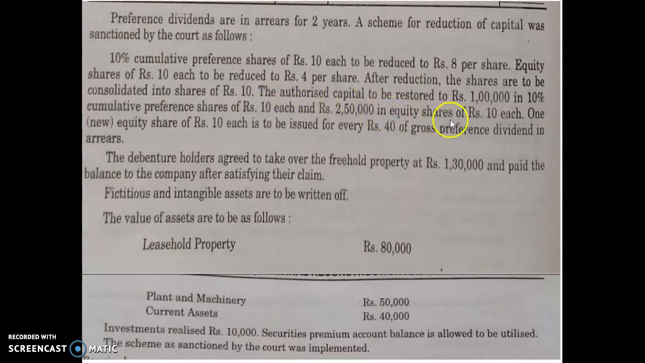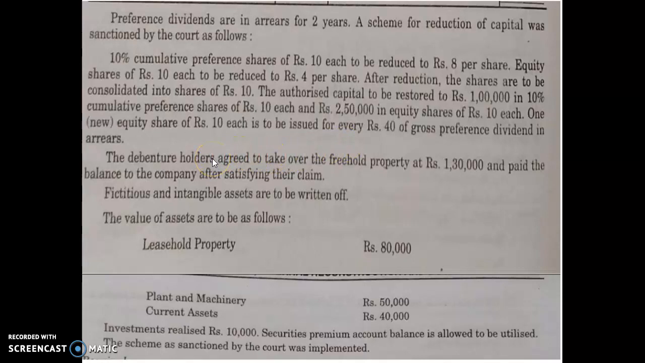Then there are details regarding authorized capital. Then the preference dividend arrear. I told you there is an arrear of preference dividend for 2 years. The company decided to issue one equity share of rupees 10 each for every rupees 40 of gross preference dividend in arrears. So preference shareholders are given equity shares of rupees 10 each against the dues of preference dividend arrear.